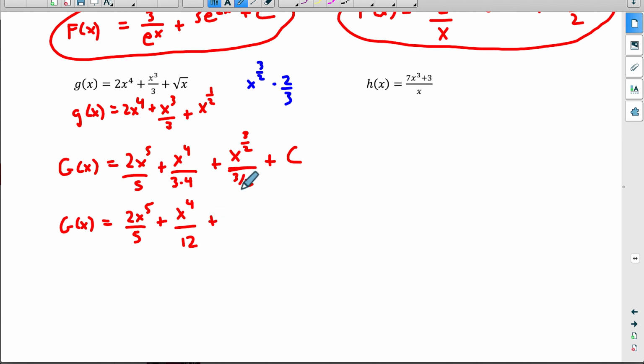Plus, so we have the 2 popping up to the top, 2x to the 3 over 2. I think we can just leave that as 3 over 2. Of course, we could write the square root of x cubed, but let's just write it like that. And on the bottom, we still have a 3 plus c.